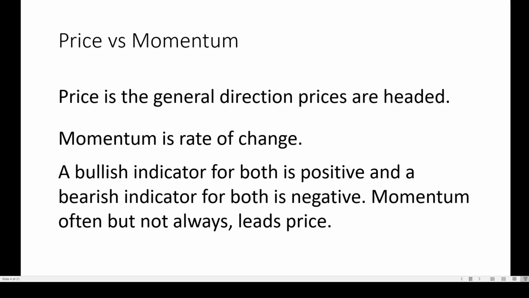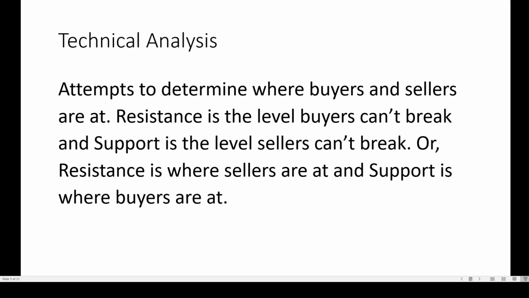So a bullish indicator for both is positive and a bearish indicator for both is negative. Momentum often, but not always, leads price. So when you see a lot of momentum, that is bullish. When you see momentum slowing down, that is bearish.